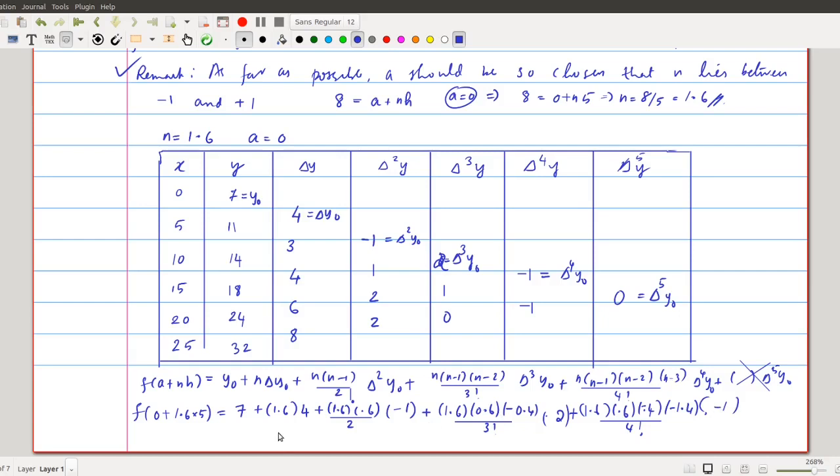Okay, now simplify this expression, then you will get 12.77. So this is correct to 2 decimal places. So this is nothing but f of 8. So compare this 8 as 0 plus 1.6 into 5. Now you will get f of 8 will be 12.77. That means if you put 8 here, then the value will be 12.77 approximately. So this is the way we interpolate a value in between 5 and 10.